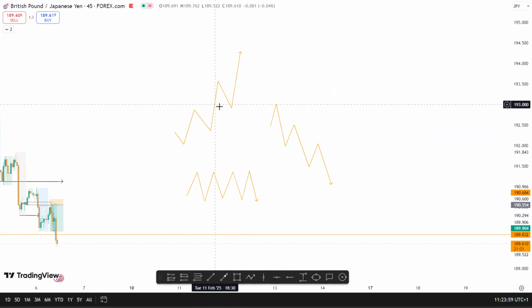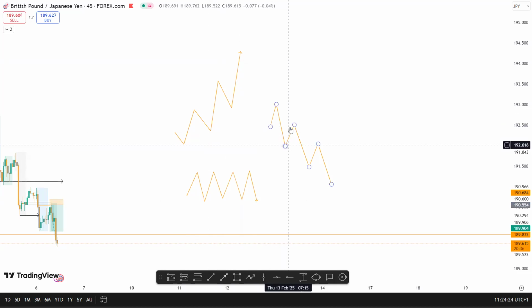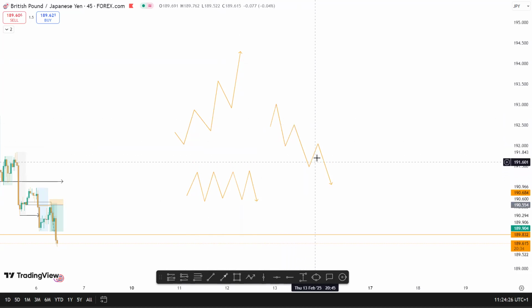So the uptrend is when the market keeps breaking previous highs and maintains the previous low. It doesn't go below the previous low. It keeps creating higher highs and higher lows, then you know that the market is bullish. The market is buying. Then for the bearish, when the market keeps breaking the lows, creating lower lows and lower highs, then you know that the market is bearish.